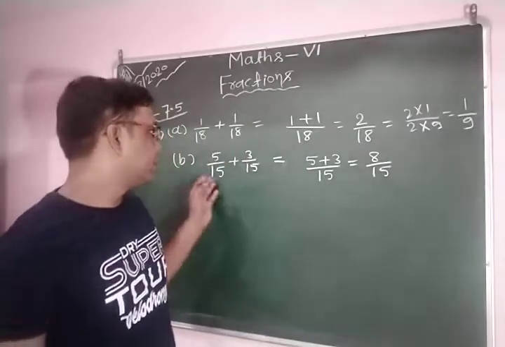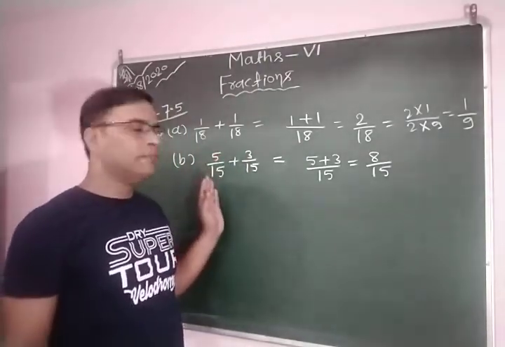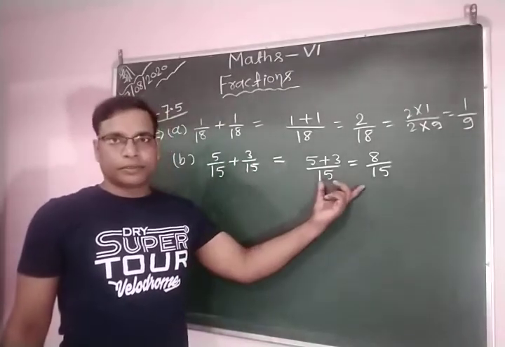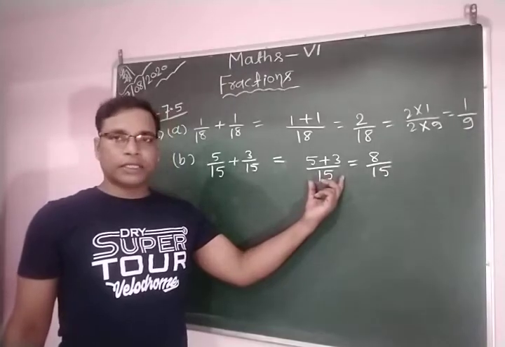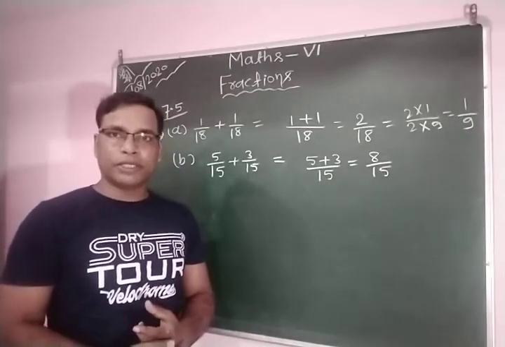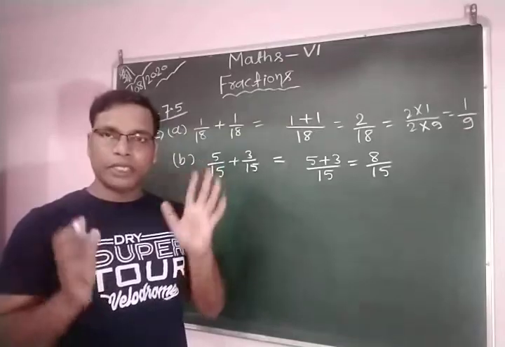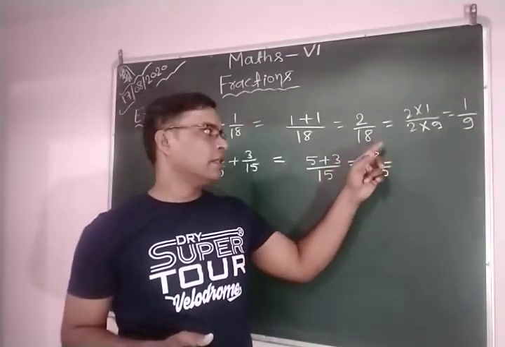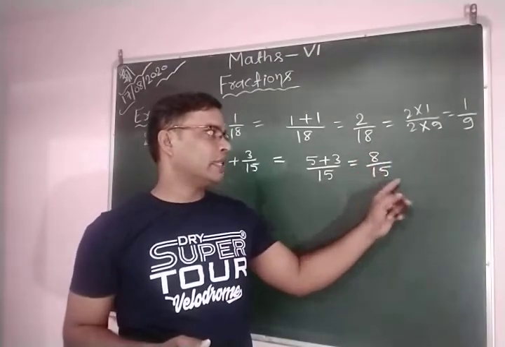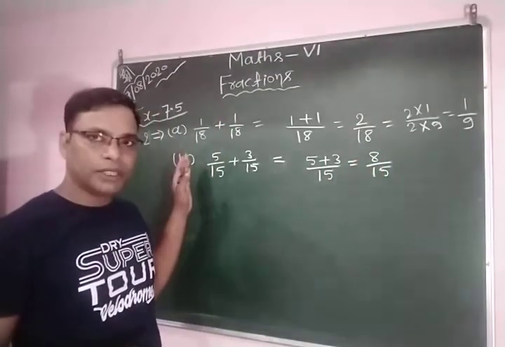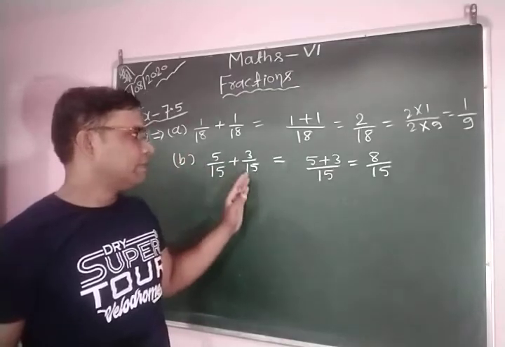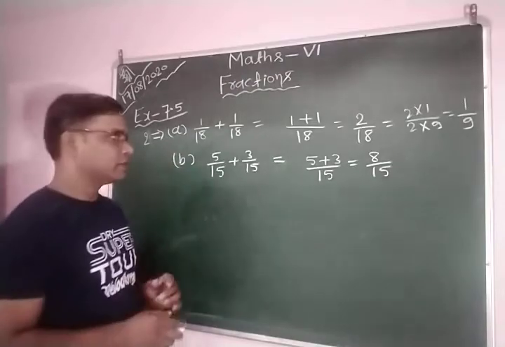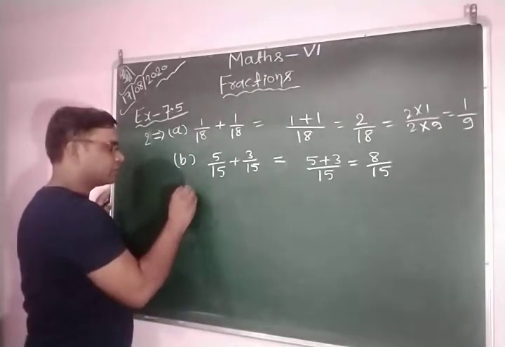Okay, now here you can see the B part, 5 by 15 plus 3 by 15. Here you can see the denominators are the same, so we add only the numerators. So 5 plus 3 is equal to 8. So our result is 8 by 15. If you add 5 by 15 plus 3 by 15, then it becomes 8 by 15. Okay.